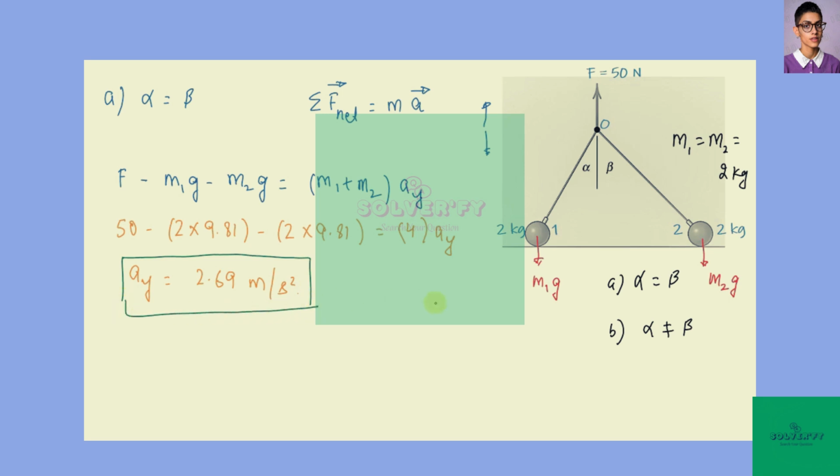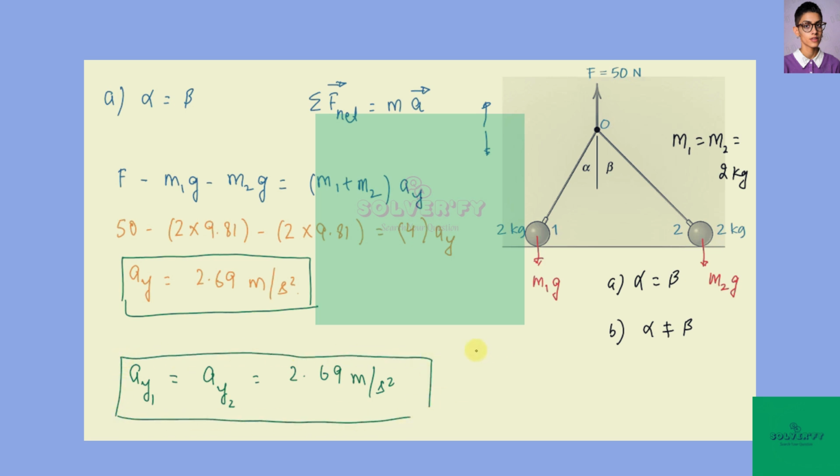Now next we have to calculate the acceleration of the individual spheres. The acceleration of the individual sphere ay1, that is the acceleration of sphere 1, is equal to the acceleration of sphere 2, and that will be equal to 2.69 meter per second squared. The acceleration would be the same because of the symmetry of the system. So due to symmetry, the acceleration would be the same.